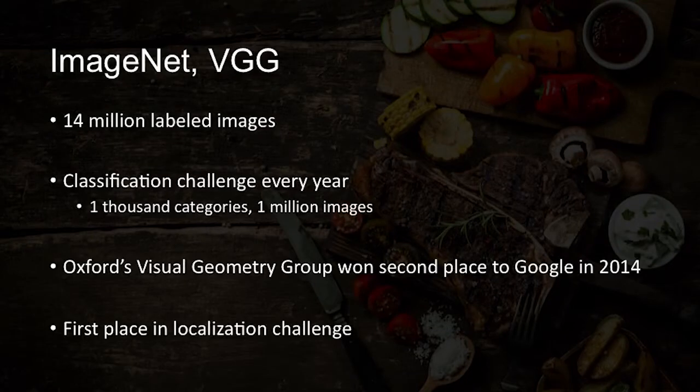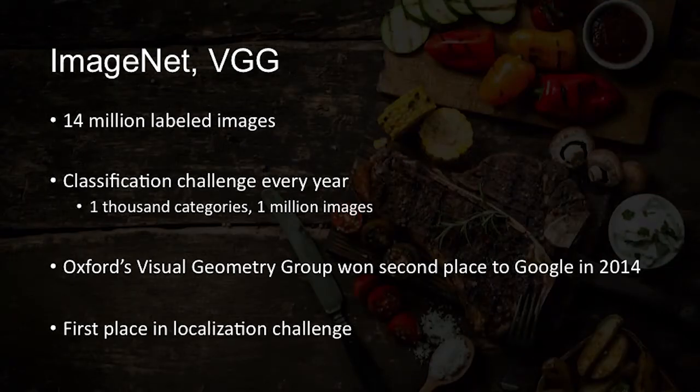ImageNet is a database of labeled images that they've got like 14 million of them. They have a challenge every year where they try and get people to predict on 1 million of these, or 1,000 different categories. VGG came in second place to Google in 2014. Oxford's Visual Geometry Group are the people that make it. And so we use their model in this task.